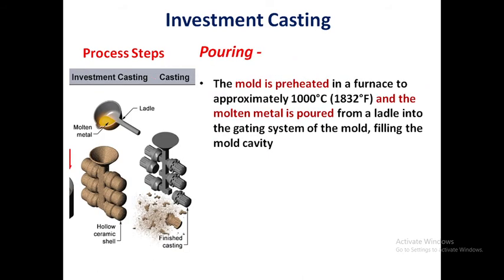The next step: as only the hollow ceramic shell is present, the molten metal, which is prepared in a furnace at around 1000 degrees Celsius, is poured from a ladle into the gating system of the mold to fill the mold cavity. The cavity is formed here as the wax is melted out.